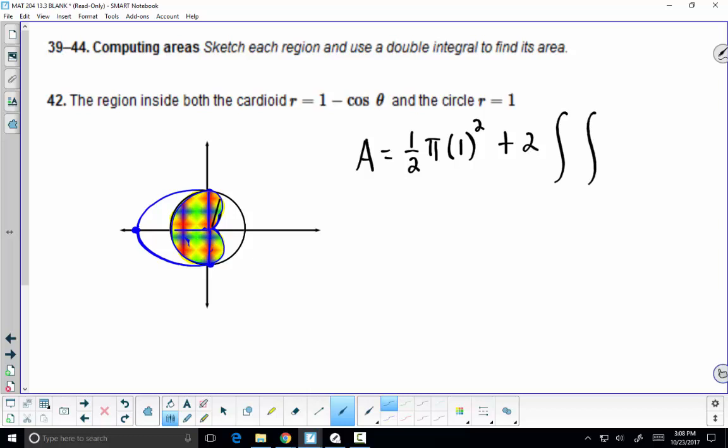We're supposed to use a double integral, so let's put a double integral there. And we're going to use r dr d theta, because we're just finding area with a double. So you integrate a differential to get area. And then r is going to go from 0 out to the cardioid, so 0 to 1 minus cosine theta. And then theta is going to go from 0 to pi over 2. And that will be our area.